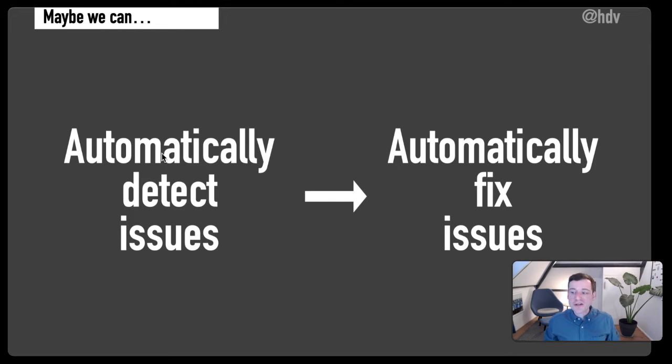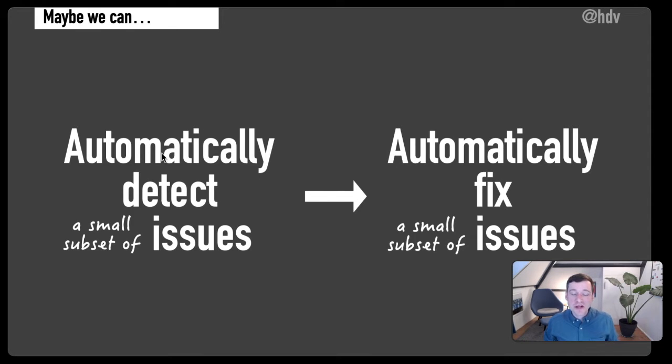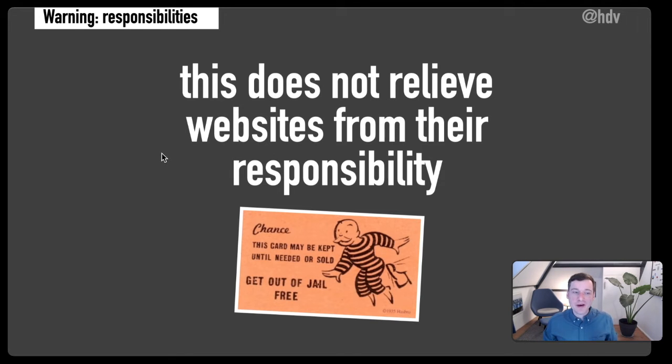Now, we know that although we can automatically detect issues, it's only a small subset of them. But if we can, that did make me think, can we actually also automatically fix some of those issues? And again, this is a small subset of issues and probably an even smaller subset that can be automatically fixed. But still, I think that's a worthwhile thing to explore. As I mentioned before, it doesn't really relieve websites from their responsibility. It's not a get out of jail free card at all.